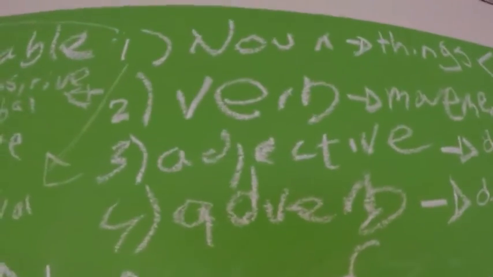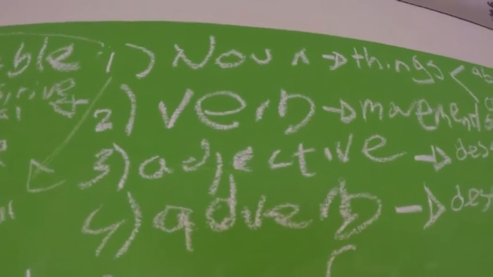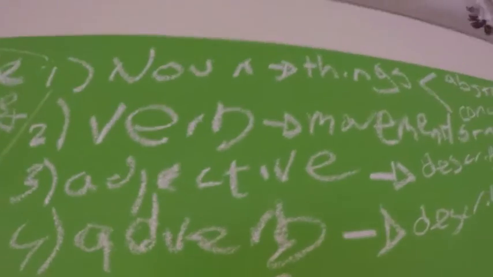The third type of word is an adjective. Now, put simply, an adjective just describes a noun, right? It's a word that describes a noun. So he was running quickly. Okay.